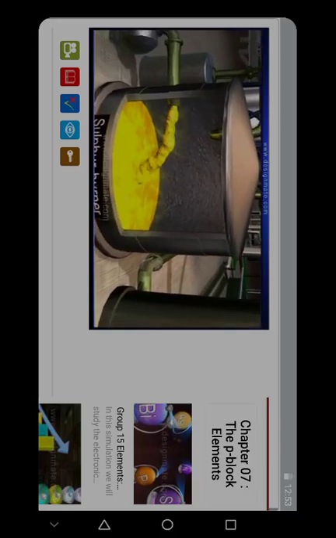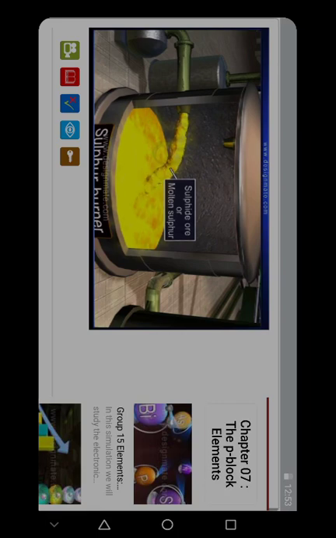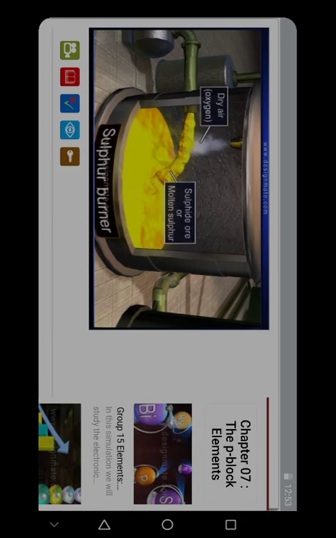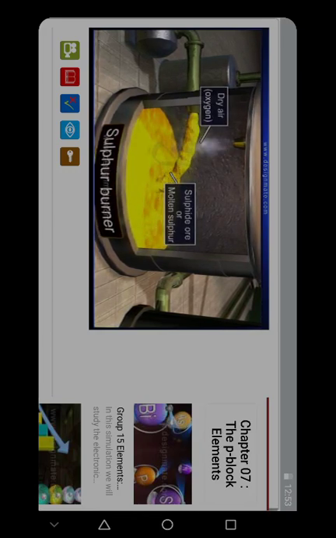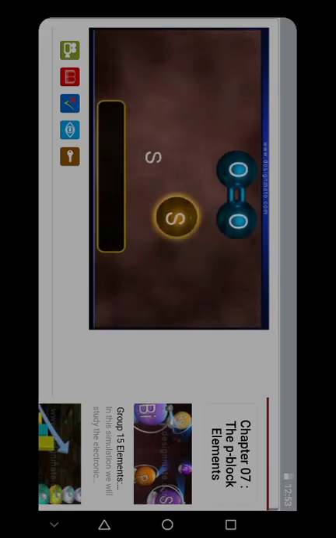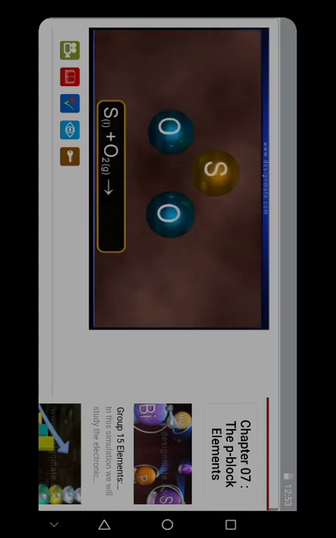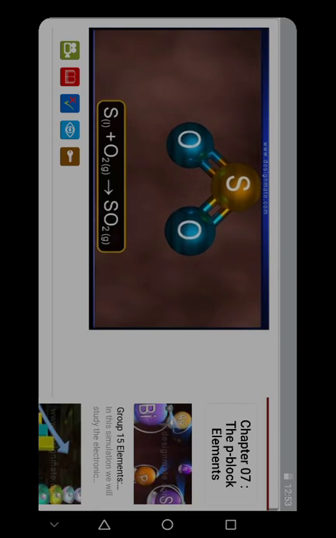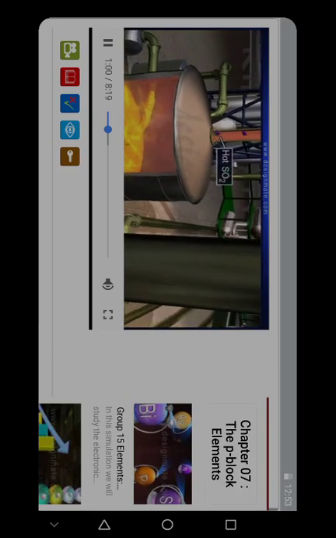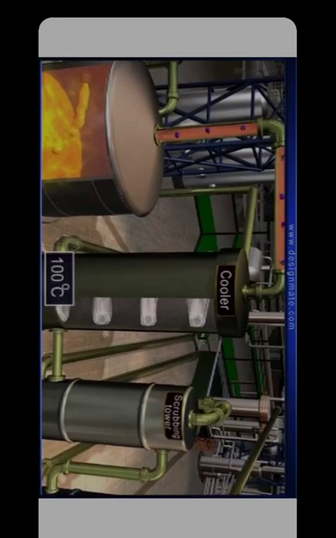In the first stage, sulfide ore or molten sulfur is introduced into a sulfur burner. Dry air or oxygen is allowed to pass from the top of the tower. Here, sulfur burns in dry air to produce sulfur dioxide gas. This hot sulfur dioxide gas is then passed through the cooler, where it is cooled to about 100 degrees Celsius.